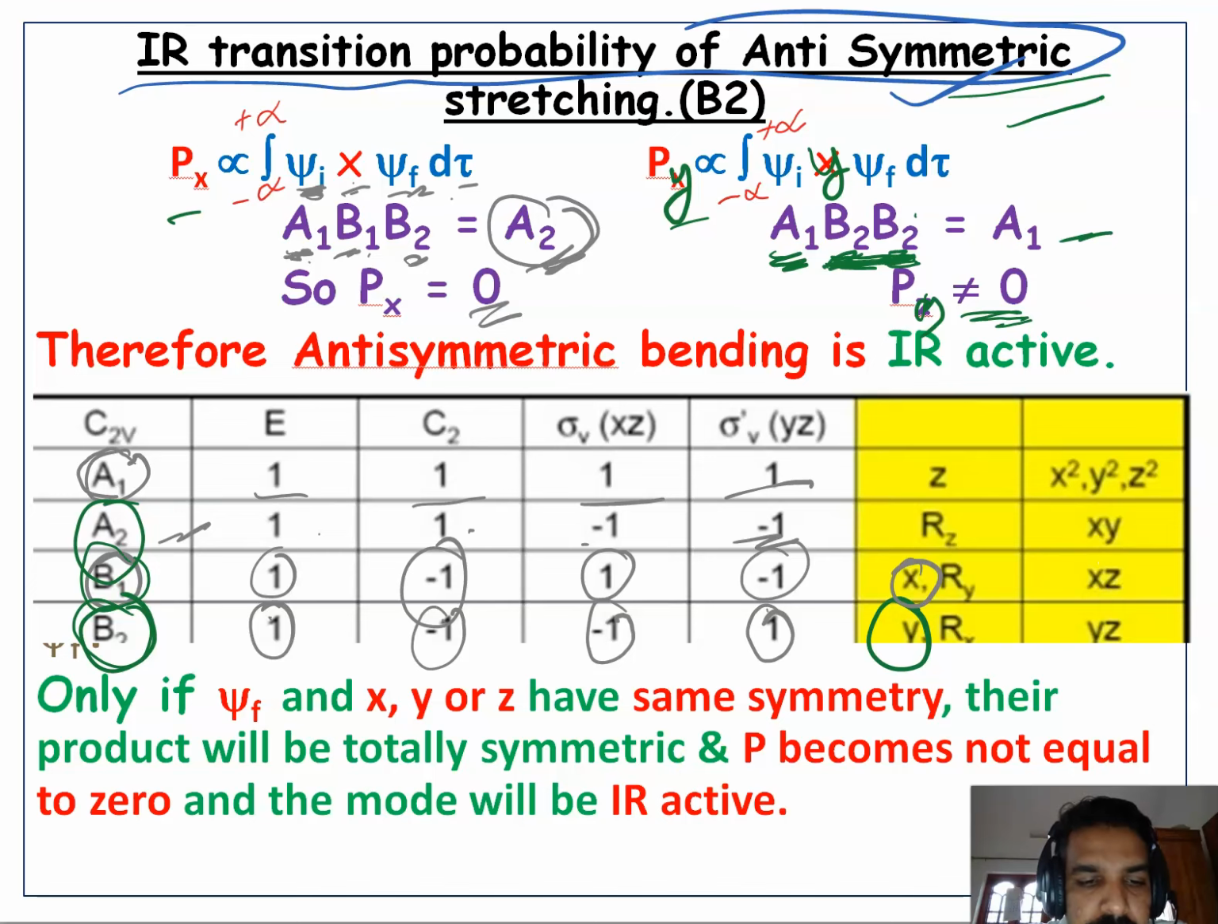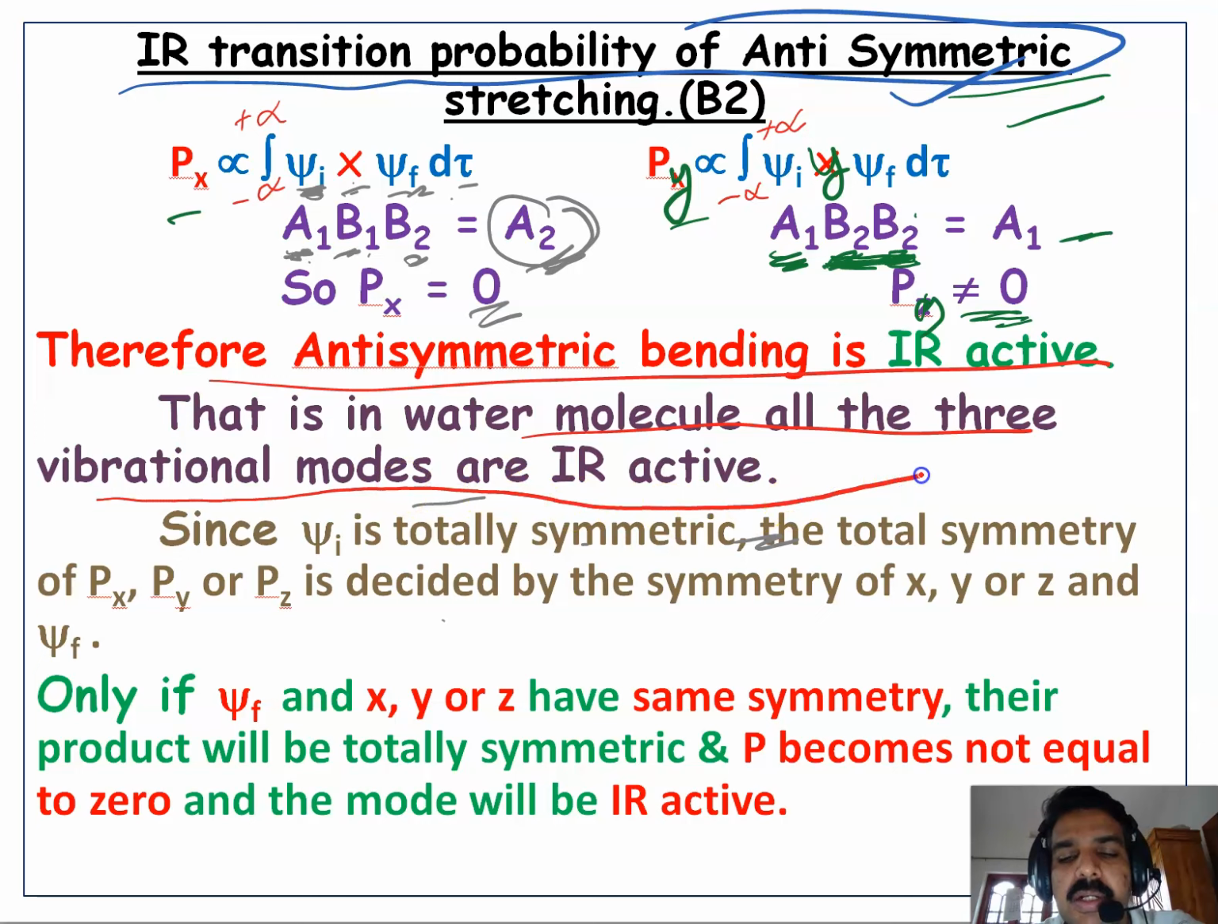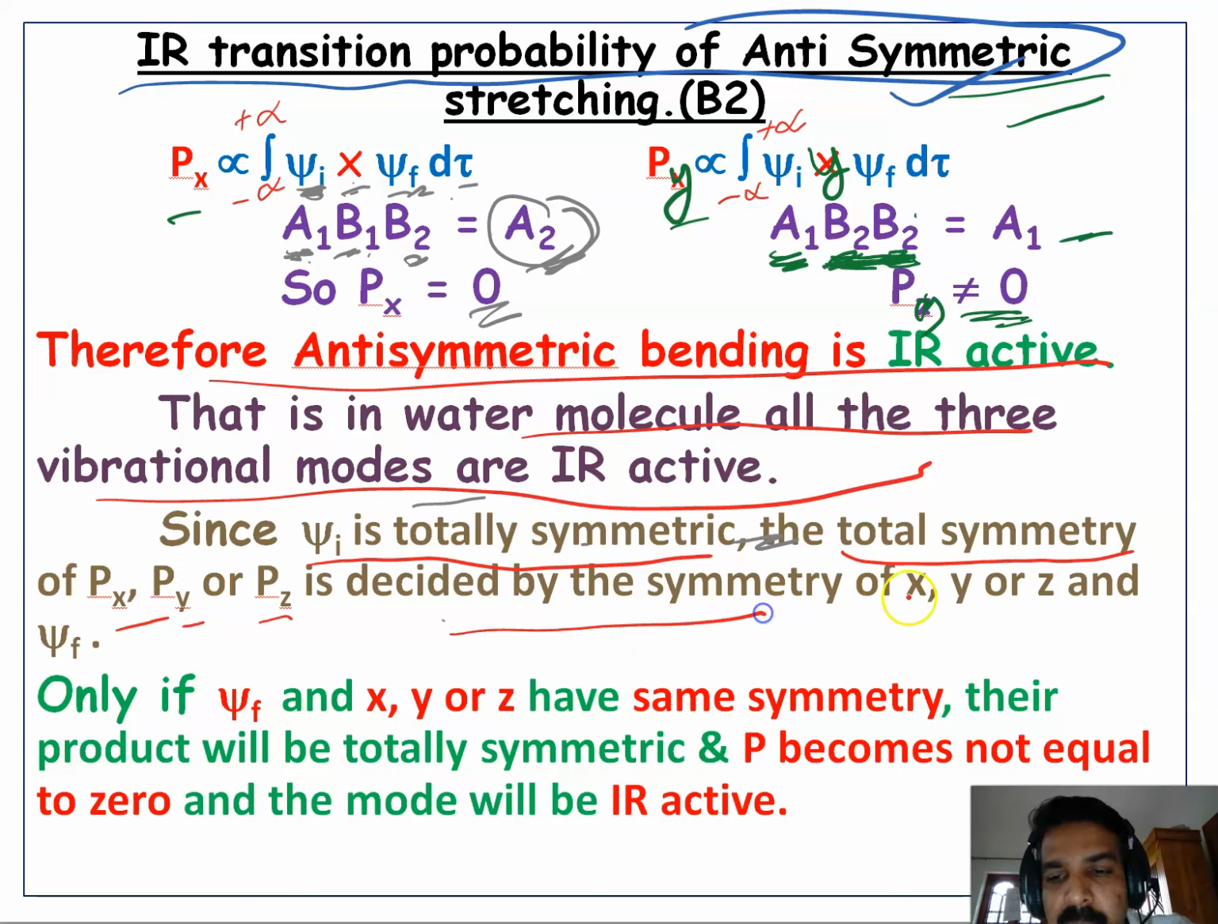Therefore, anti-symmetric stretching is IR active. That means in the water molecule, all three vibrational modes are IR active. Then we can conclude, this is our conclusion: since psi I is totally symmetric, that is A1, the total symmetry of Px, Py, Pz is decided by the symmetry of x, y, z and psi f.